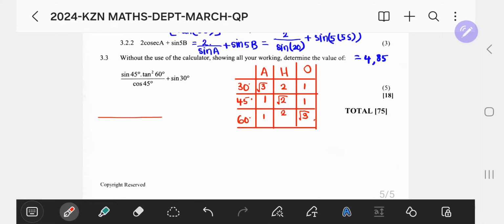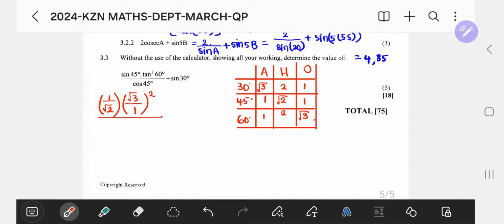We have sine 45 in the numerator. And to work with this table, we go to 45 degrees. Sine is opposite over hypotenuse. So we're going to substitute 1 over square root 2. Then we've got tan squared 60. And when we have a trig ratio squared, it tells you that whatever your answer is, that answer is going to be squared. Let's go to 60 degrees. Tan is opposite over adjacent, which is going to be square root 3 over 1.